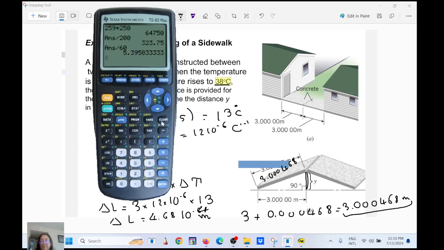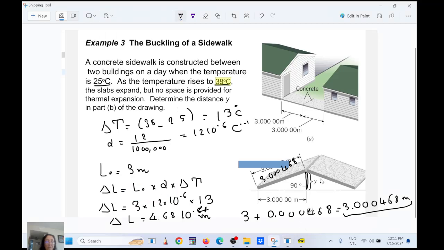Okay, so you can get your calculator. You have to take the hypotenuse squared, so 3.0000468 squared, and then you subtract 3 squared, and then you take the square root of that. So you use the Pythagorean theorem and you get 0.05. So y equals 0.05 meter. That will be 5 centimeters, right?